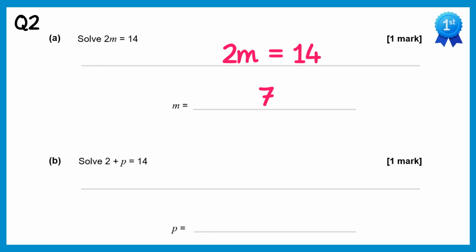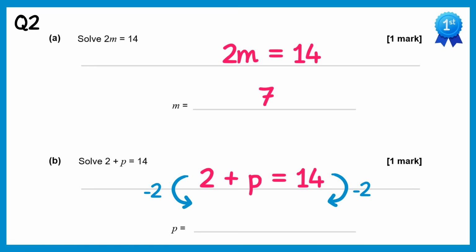For this next equation, we've got 2 plus p equals 14. To solve this one, we're going to subtract 2 from both sides. If you subtract 2 from the left, it will cancel the 2 that's already there, so you're left with p. And if you subtract 2 from the right-hand side, 14 take away 2 is 12. So we end up with p equals 12.